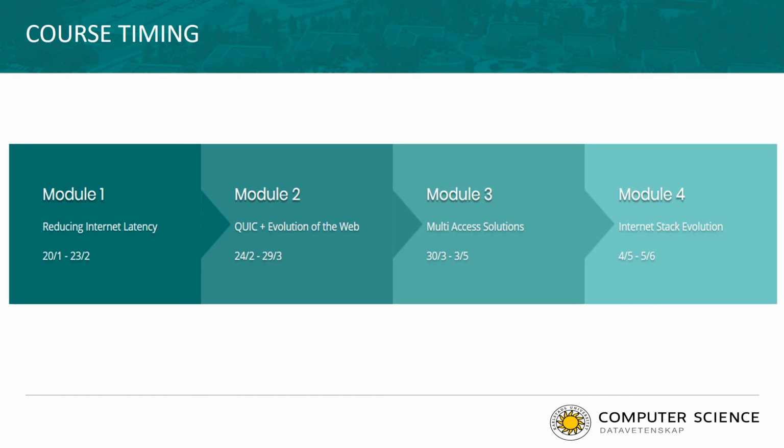So let's return to the 4 course modules and the timing of the course. In terms of the primary teaching activities, we will start with the module on reducing internet latency. We will then look at QUIC and evolution of the web, followed by the module on multi-access solutions. And finally, we will look at internet stack evolution. And the teaching period for the spring is 20 weeks, which means that we will spend 5 weeks on each of these modules. And this is in relation to the webinars that will be held in the course.